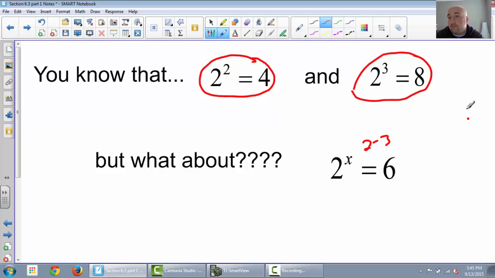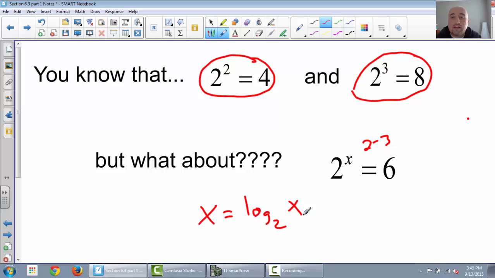So really, we don't have any idea. There's no way we can do this using our head. So famous mathematicians came up with this idea of logarithms a long time ago, and they came up with an equation to figure this out.